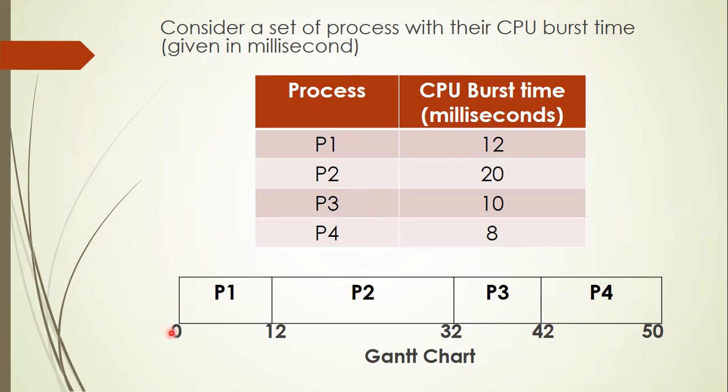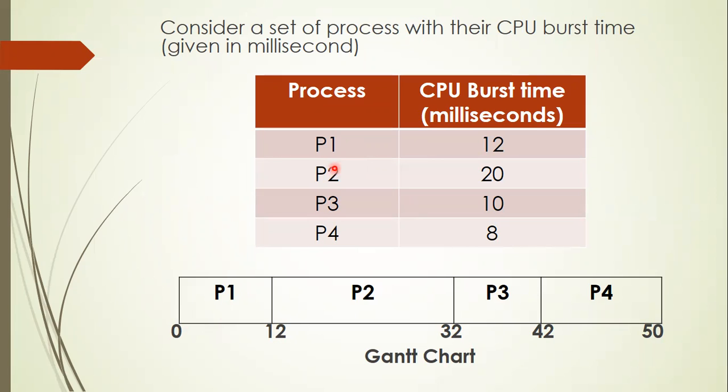Now the time starts at 0 milliseconds. Then P1's requirement is 12 milliseconds, so for the next 12 milliseconds, the CPU is allocated to P1. P1 will hold the CPU for the next 12 milliseconds. So after 12 milliseconds, it is given to P2.